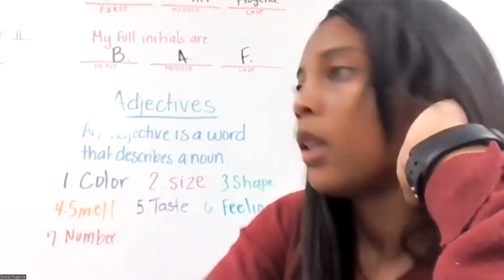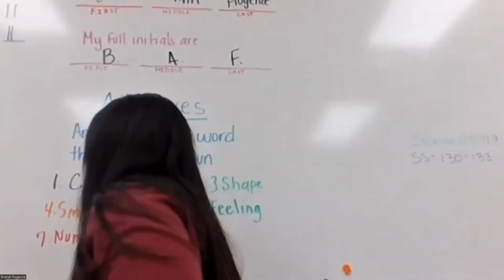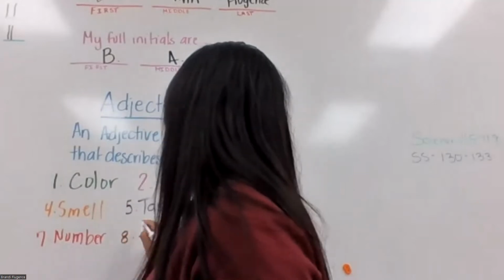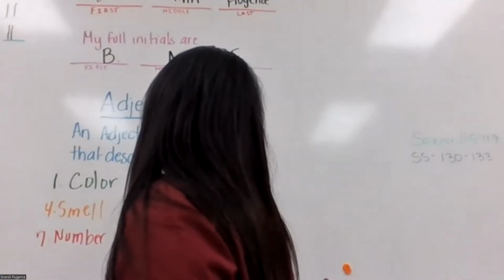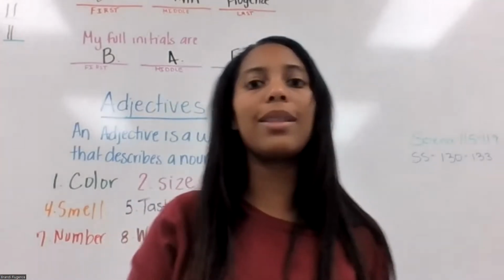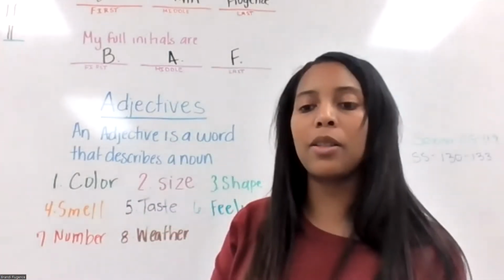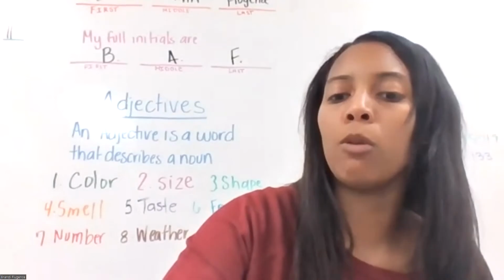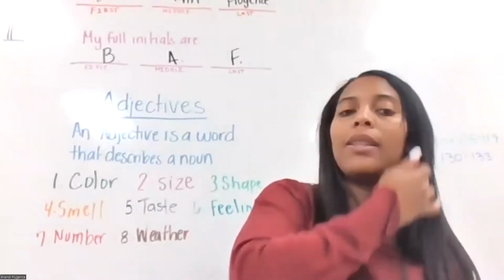Okay, ready? Next one. If we give the weather. Now this one usually applies to days of the week. So if I would say Sunday, on Sunday it was sunny. Sunny would be the adjective describing Sunday. If I would say it is rainy, rainy is an adjective describing how the day is.